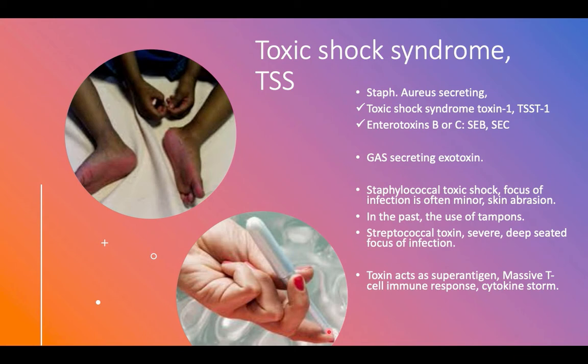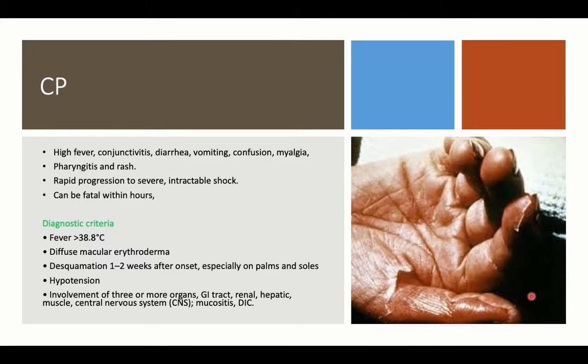In the past, reluctance to change tampons resulted in passage of the organism and its exotoxin to the circulation, causing many deaths. Streptococcal toxin, on the other hand, requires a severe deep-seated focus of infection to cause this syndrome. The toxin acts as a superantigen. This is the pathogenesis: the superantigen stimulates the immune system, resulting in a massive T-cell immune response, called the cytokine storm, that gives us the characteristic manifestations of the syndrome.